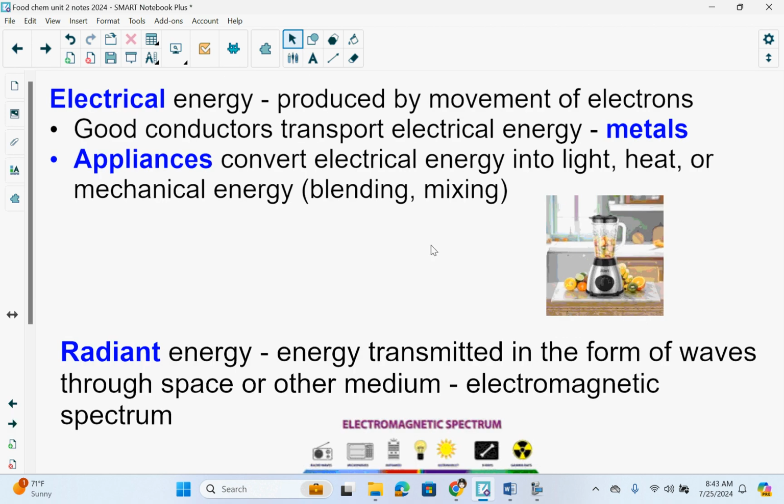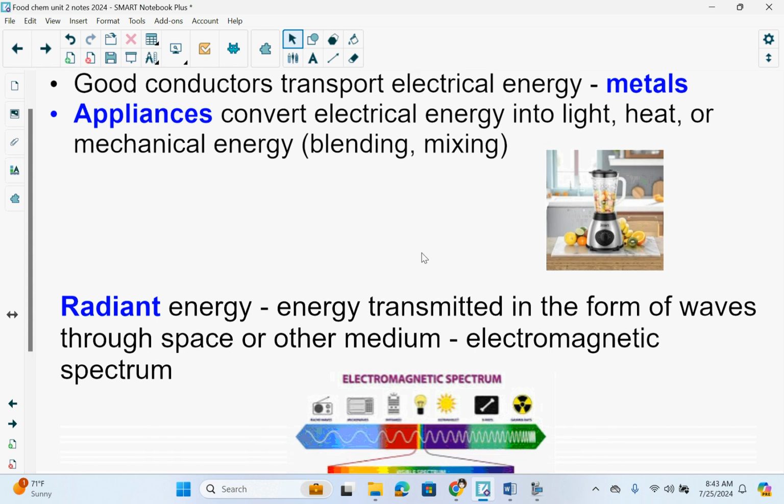Electrical energy is produced by movement of electrons, right? That's a subatomic particle. It's the negatively charged particle. Good conductors transport electrical energy, such as metals. Appliances will convert that electrical energy into light, heat, or mechanical energy, like blending, mixing, things like that.